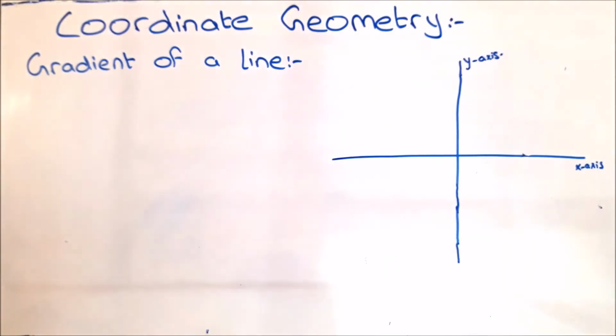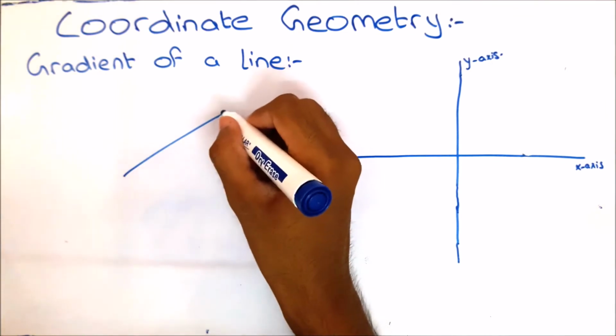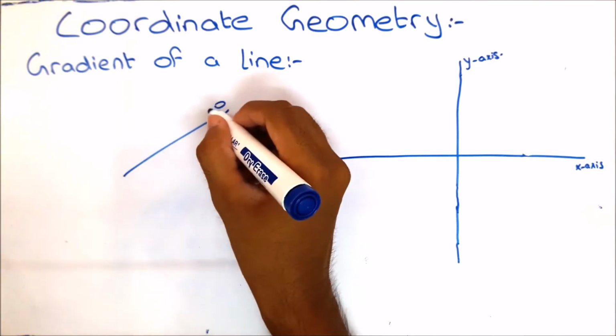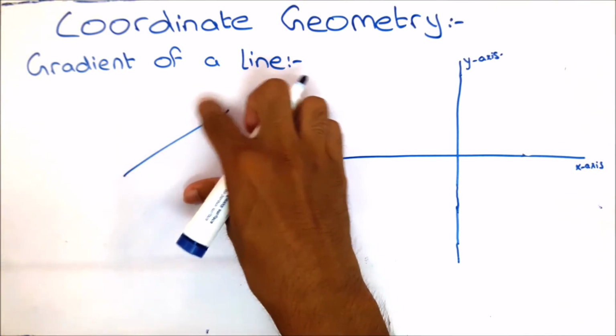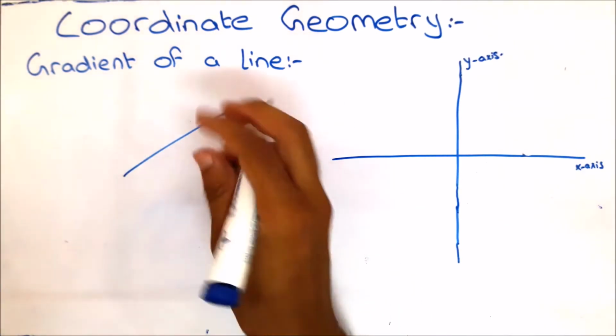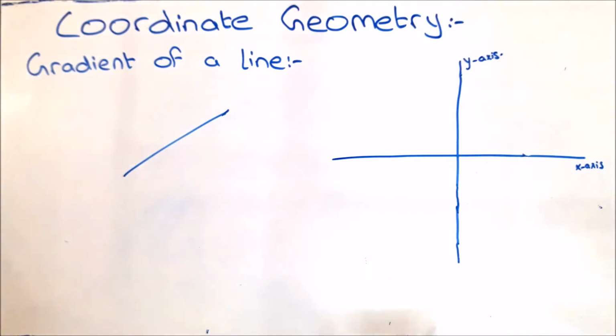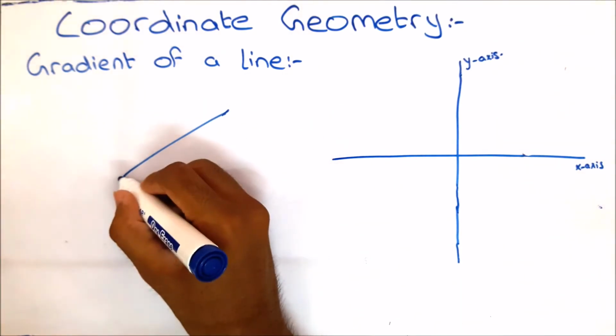Alright, in this video about coordinate geometry, I'm going to teach what the gradient of a line is and how we find it. The gradient of a line can also be called its slope. This is a slope. If you roll a stone over here, it will roll down. It's a slope. Or we can also call it its rise over run form.